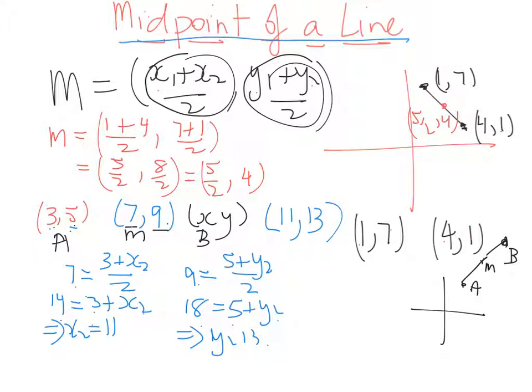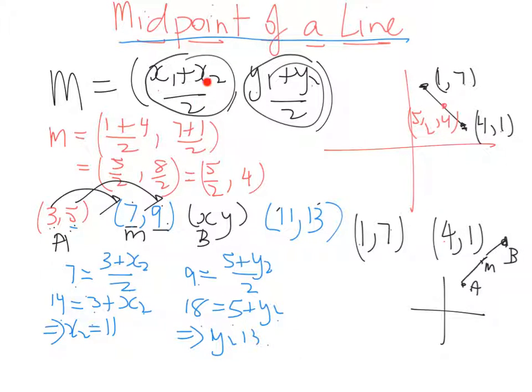What we can also do, we can look for a bit of a pattern. We can say that to go from 3 to 7, we've gone up 4. To go from 5 to 9, we've gone up 4. So it makes sense that to go from 7 to 11, we go up 4. 9 to 13 also goes up by 4. So that may be another way we can go about it as well.